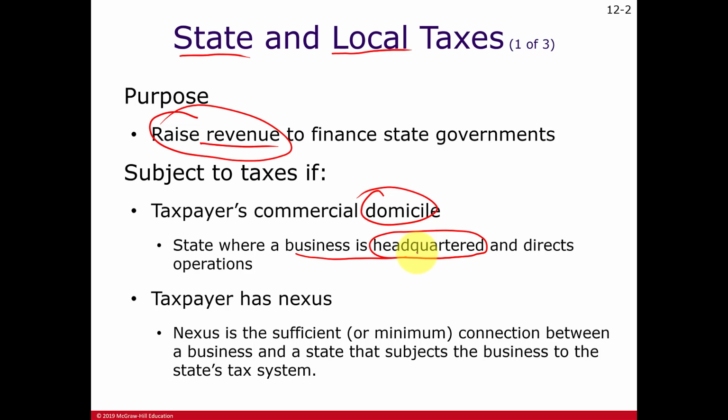And for those other states to tax the corporation, there has to be some kind of connection. And here we see the word nexus. Yeah, some type of business connection. So now it's legal for those states to tax a corporation that doesn't have their domicile in that state.